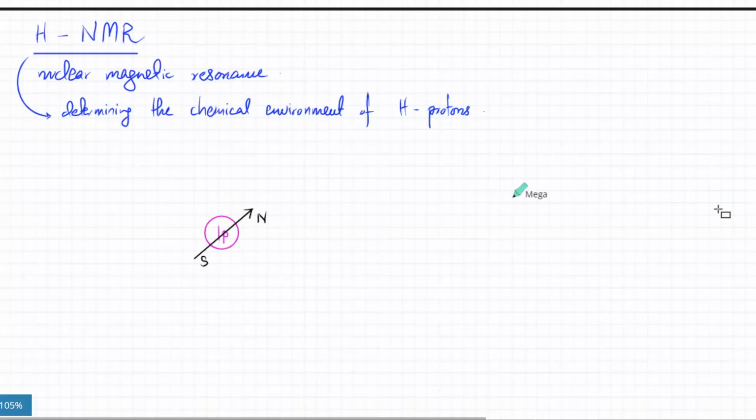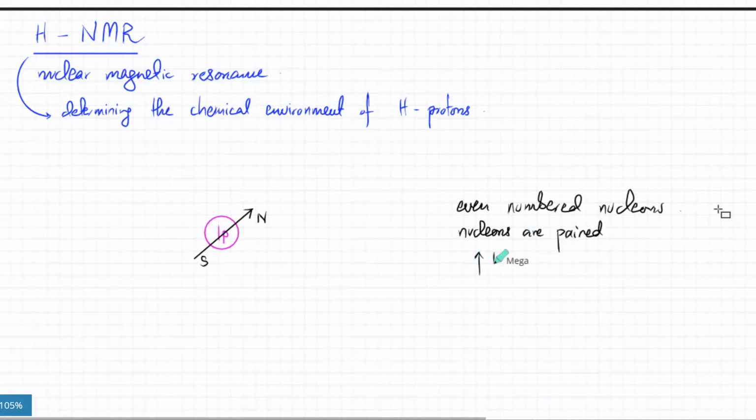Whenever you have even numbered nucleons, the nucleons are all paired. Which is why they don't have a net magnetic field, because if one of them has a magnetic field in this direction, the other one has a magnetic field in the opposite direction. The same happened to electrons as well, that their magnetic fields were all paired, which resulted in no net magnetic dipole. Is that clear?